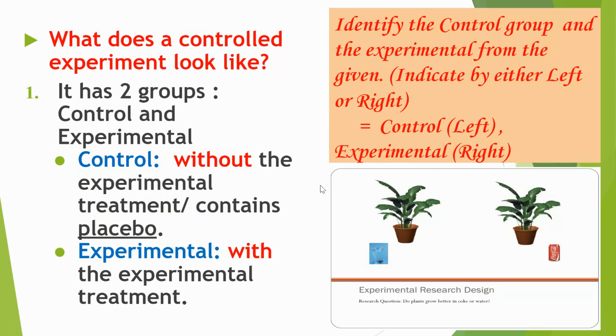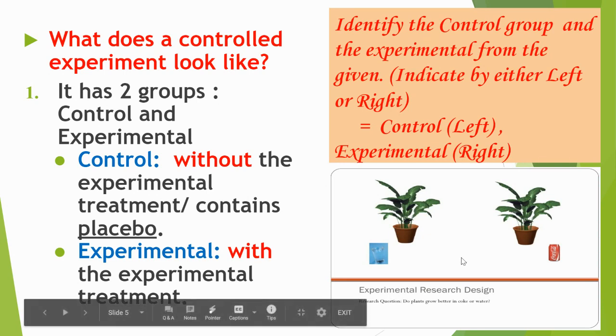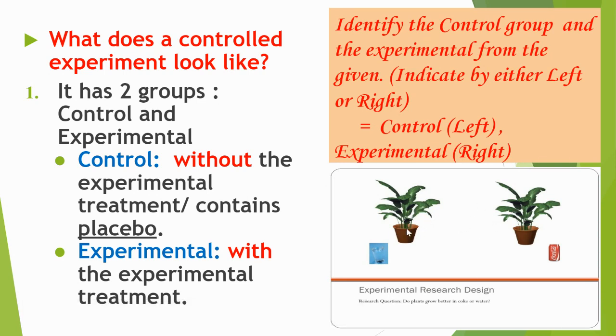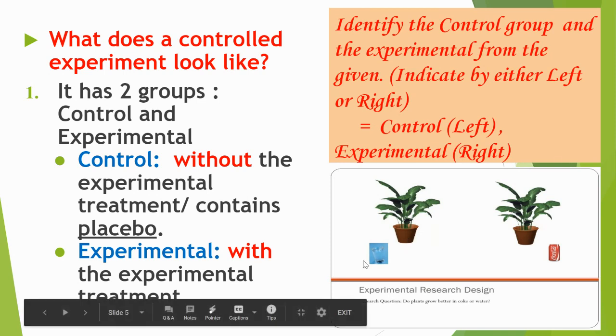So what does a controlled experiment look like? This will show you a different example, but the same concept. So it has two groups. Let's look at the picture here. Picture clue. You have a pot, two pots actually, the same plant. And let's just say whatever is inside there in the pot, like the soil, the water, will be the same. And the only difference here, this one is receiving water. And then this one is receiving Coca-Cola. Okay?